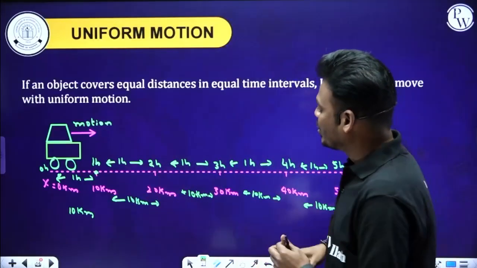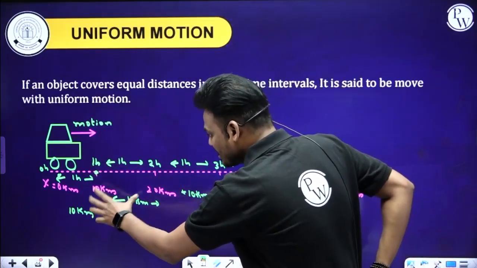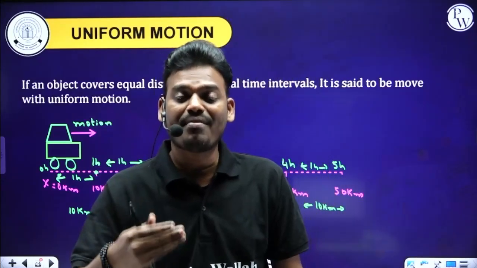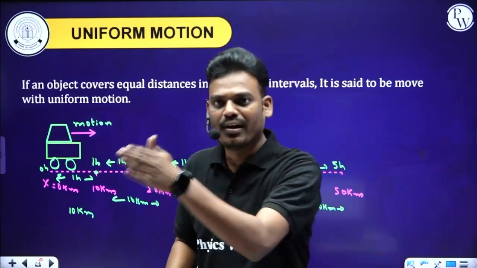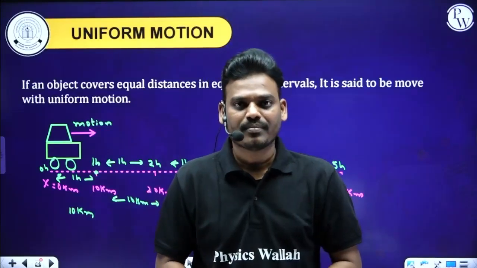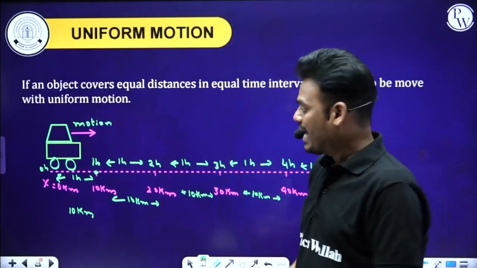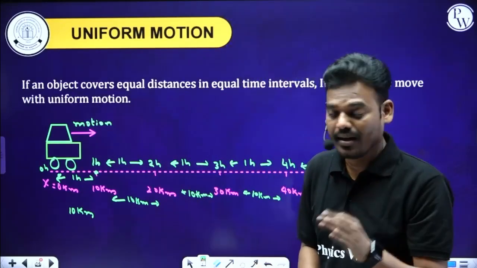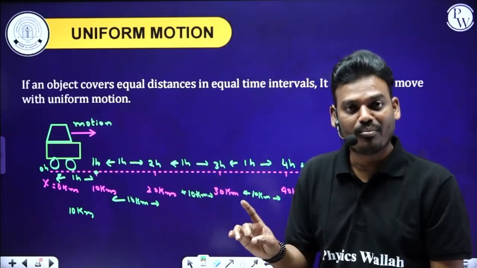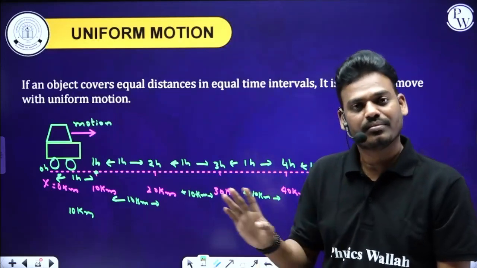At every interval, you can see, at every point, the time taken is the same and the distance covered is also the same. In 1 hour, 10 kilometers, 1 hour, 10 kilometers. Equal distances in an equal interval of time, then you can say this car is moving with a uniform motion. And the same direction also matters. If there is a change in direction, then it is not a uniform motion, even though it is covering equal distance in equal interval of time. But if direction changes, non-uniform.